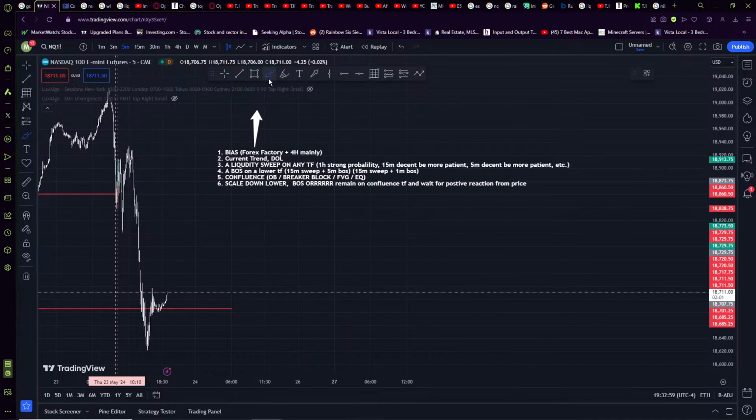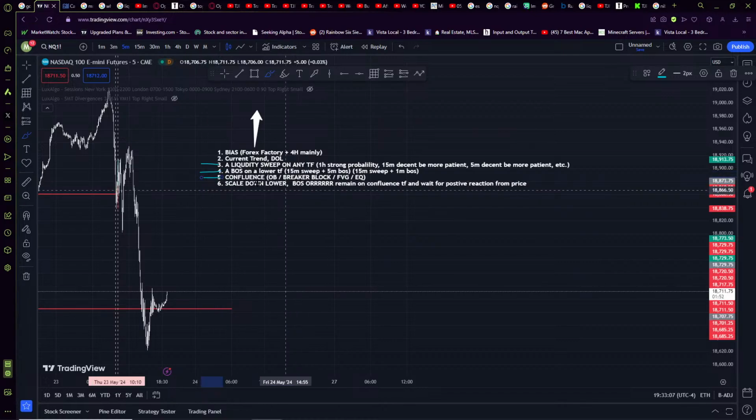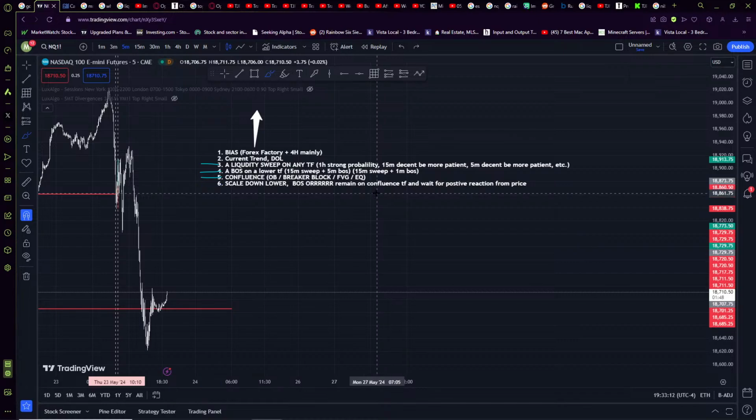Alright, so how many confluences do we have? We have a sweep, that's 1. A break of structure, that's 2. A confluence there, that's 3. And then if you really want to be safe, just a break of structure, that's 4. I mean, I do the break of structure just to be safe, that the confluence is being respected.